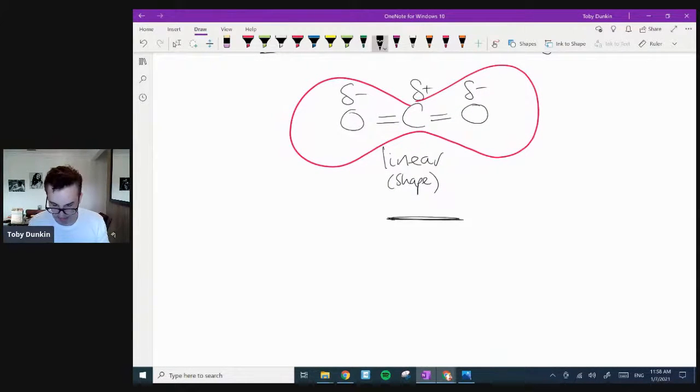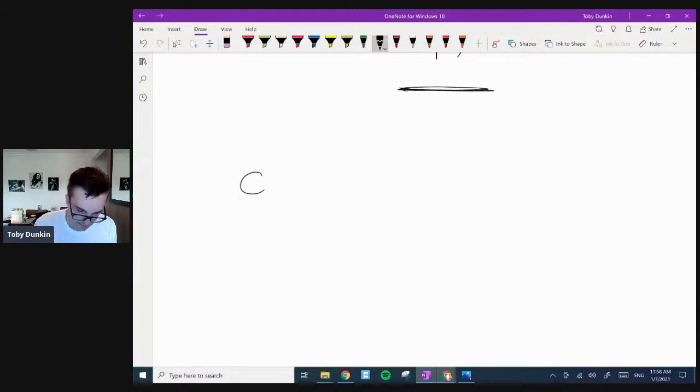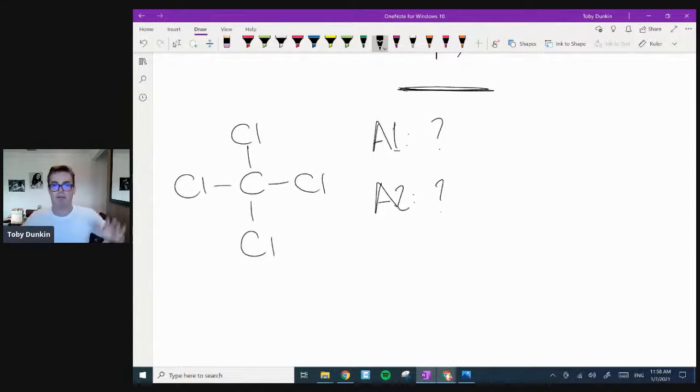Okay, so let's go to another example. Let's try this one out for size. What about this guy? This is tetrachloromethane. So question number 1, folks, on the chat: does it have polar bonds? Question number 2: is the molecule polar? On the chat, please.